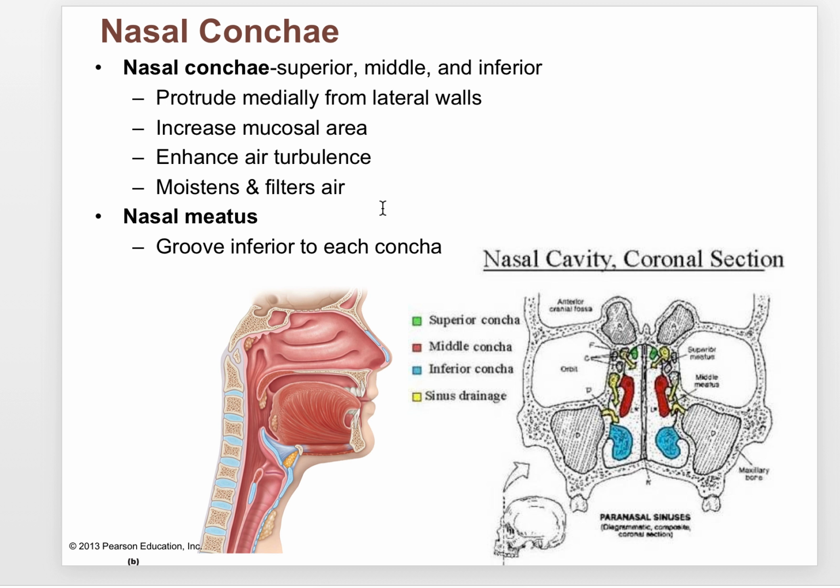So the nasal concha, there's superior, middle, and inferior nasal concha. They protrude medially from the lateral walls of the nasal cavity. Here's a diagram from a frontal view. See how they kind of overlap? They act like little folds of skin that fold down into the nasal cavity. When air flows through that, it creates turbulence, and it just stirs air up, and it allows the air to be filtered and moistened.